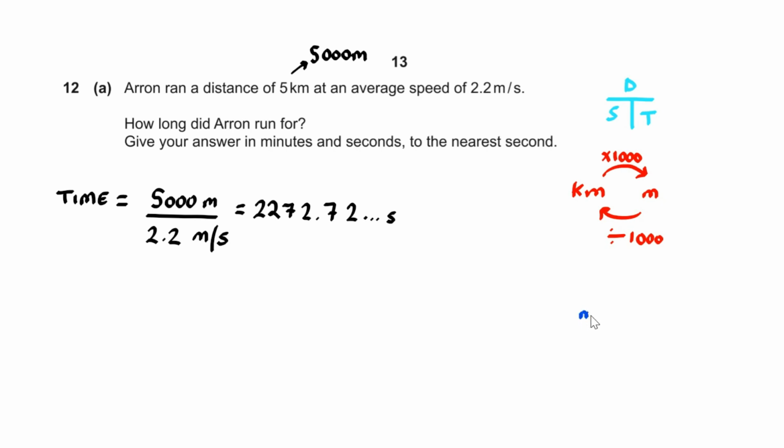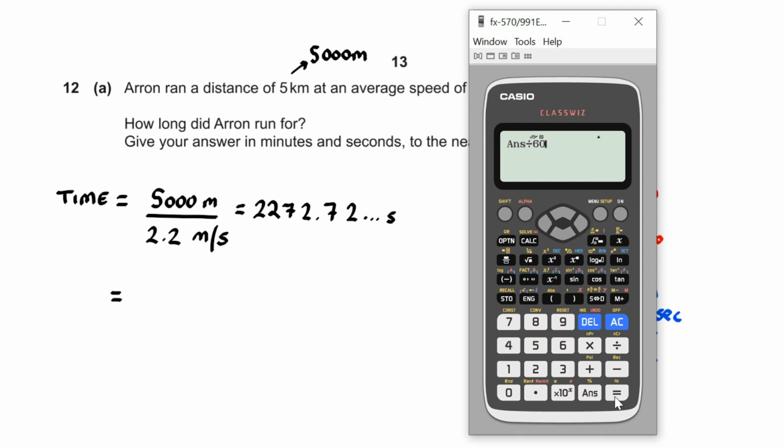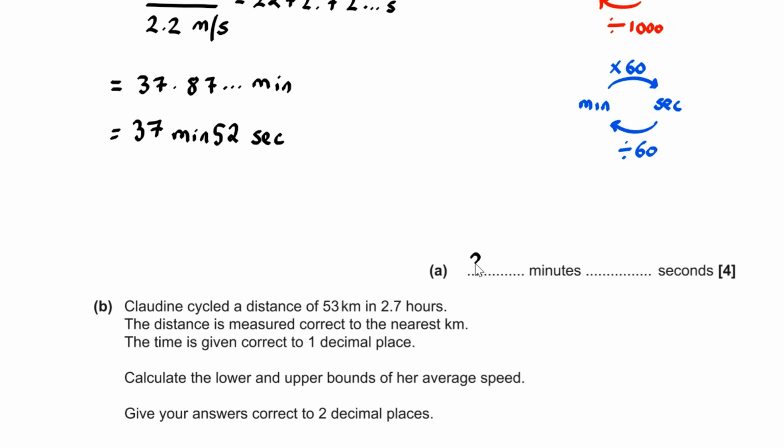Well, to go from minutes to seconds, what we'd have to do is times by 60, and seconds to minutes we'd have to divide by 60. So if I divide this value by 60, we get 37.87, etc. minutes. And now this 0.87, etc. value here would have to convert into seconds, so we times by 60. So here we get 37 minutes and 52 seconds to the nearest second. So we have 37.52.